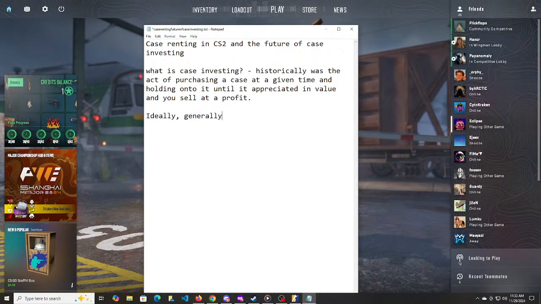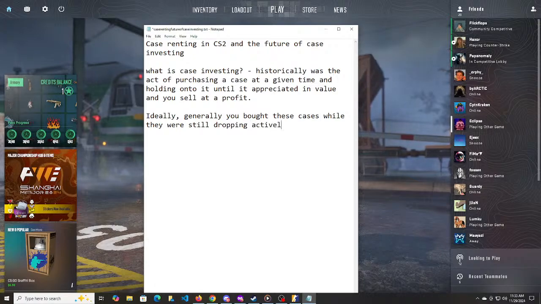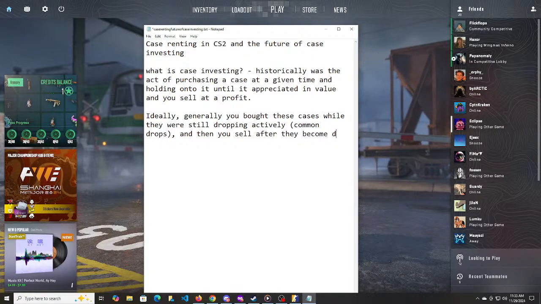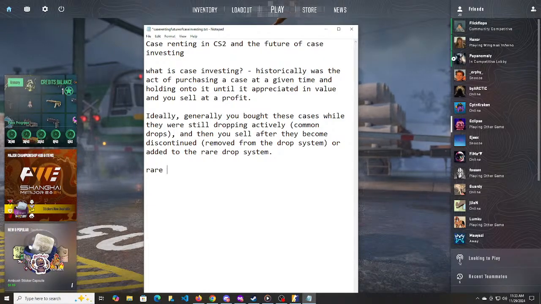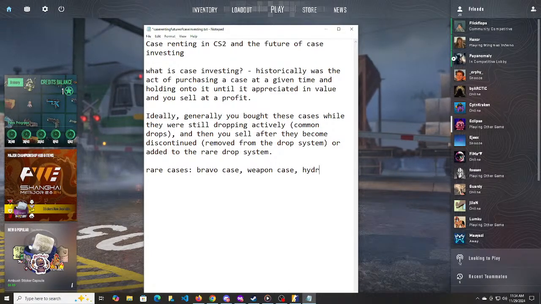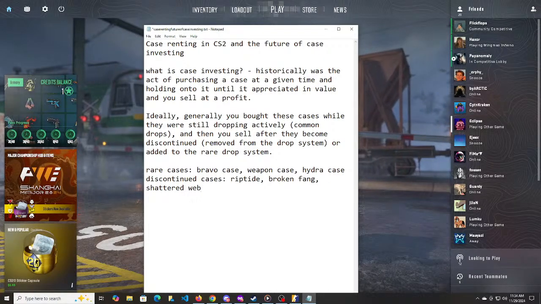Ideally, or generally speaking, you bought these cases while they were still dropping actively, meaning they were common drops that you get every week, right? It's very likely, or the probability of getting it in a drop is high. So they were common drops at the time that you purchase them, and then you sell after they become discontinued, or they become a rare drop, removed from the drop system, or added to the rare drop system. And examples of rare cases include Bravo case, weapon case, I don't know, Hydra case. And then examples of discontinued cases include cases of more recent operations like Riptide, Broken Fang, and then obviously Shattered Web. So those are just some examples, right?